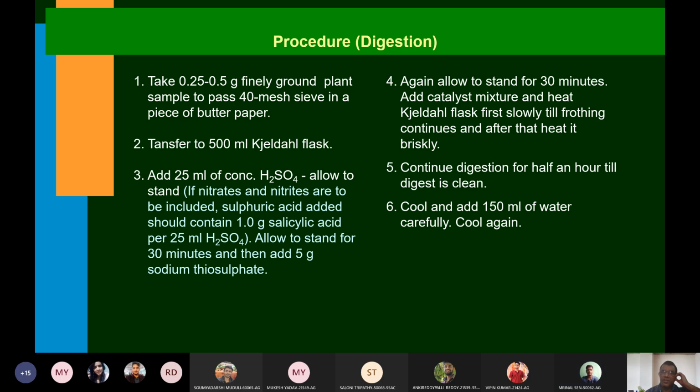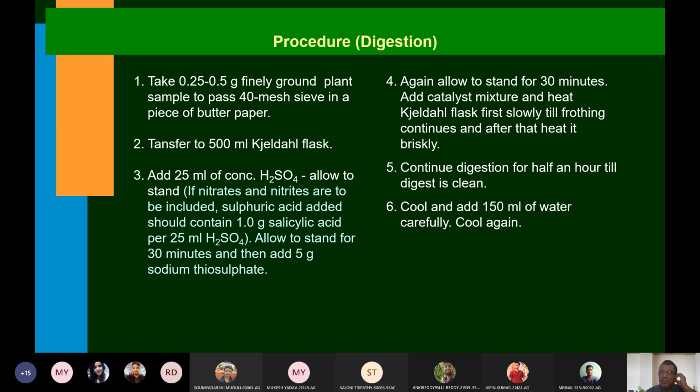It is inserted into the Geldal flask for convenience, because there is no way we can put the plant sample into the bottom of the Geldal flask. It should reach the bottom, and if we do not use butter paper, it will stick to the neck. The whole sample may not reach the bottom because you are going to use acid. That part will stick to the neck and will not be part of the digestion. Thereby, we use butter paper.